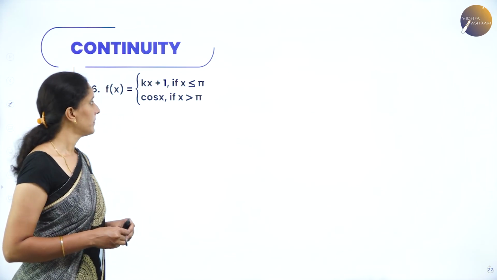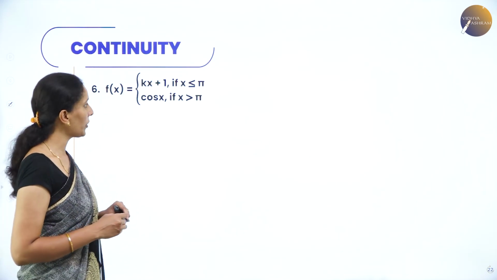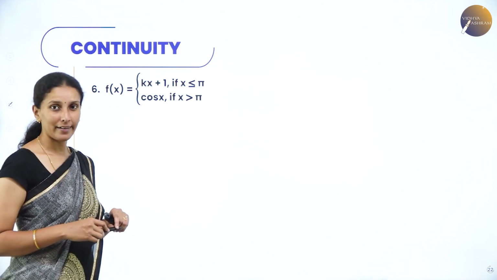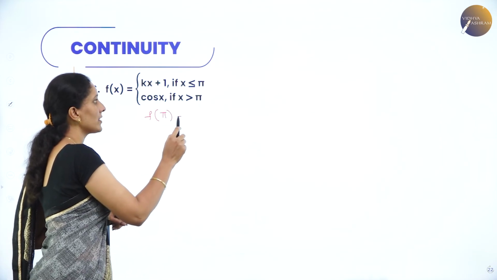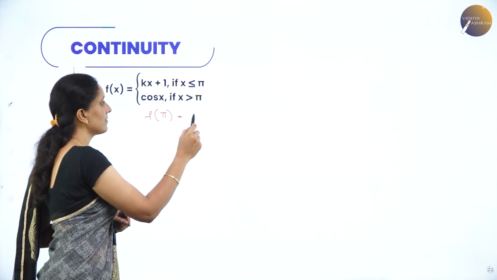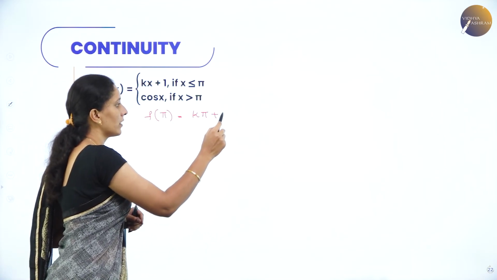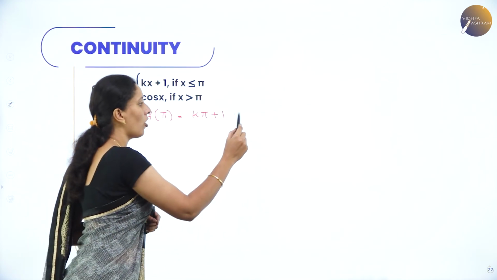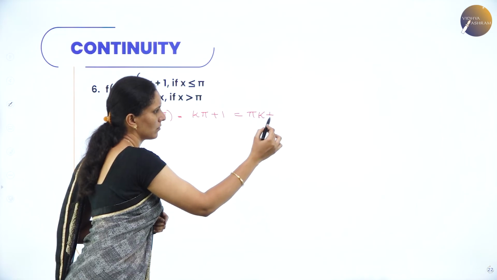The next question, f of x is equal to kx plus 1 if x is less than or equal to pi, cos x if x is greater than pi. Now let's take f of pi. What is f of pi? Whenever x is equal to pi, f of pi is k into x plus 1, which becomes k pi plus 1, or we can write pi k plus 1.